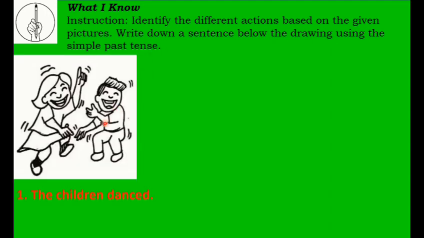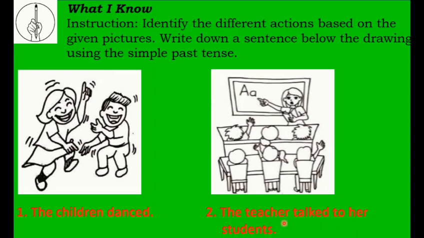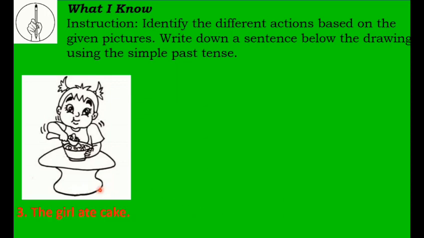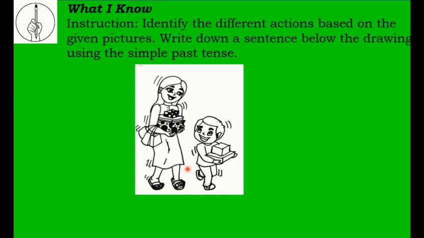Okay, first picture, the children danced. Now, this is about this picture. Okay, next picture, a sentence should be, the teacher talked to her students. Okay, next picture, the girl ate cake. And the next picture, the boy kicked the ball. And picture number 5, the mother and her son brought some gifts. Okay, notice all these pictures and sentences use the past tense of verb.